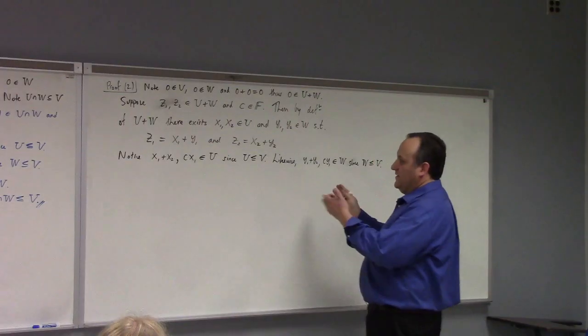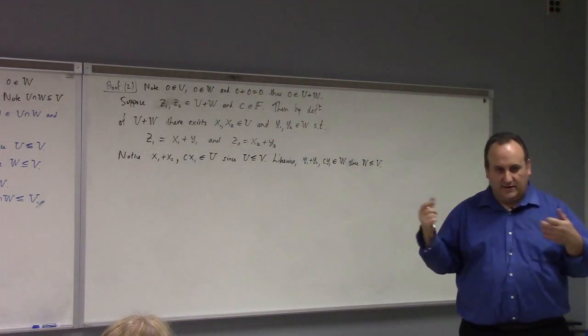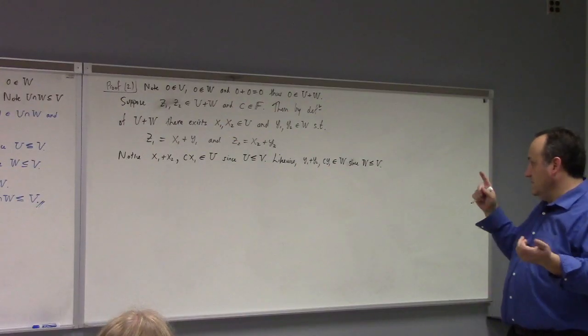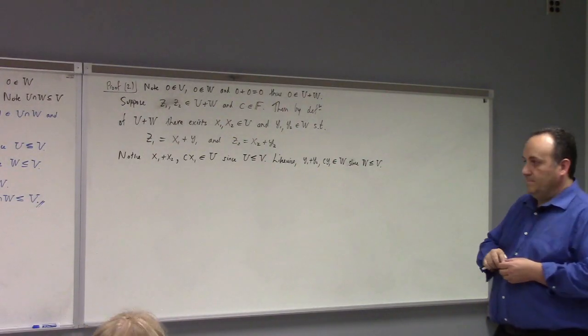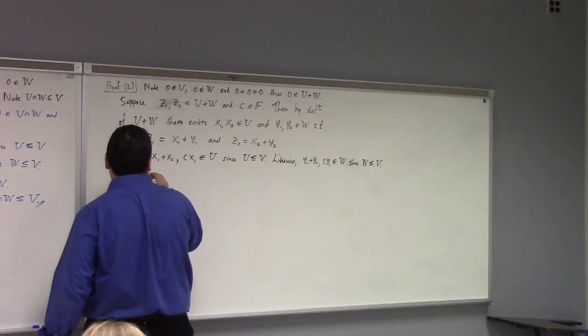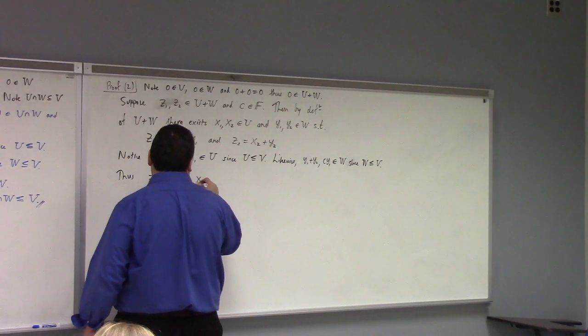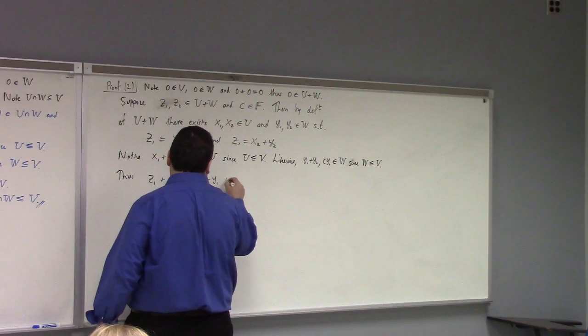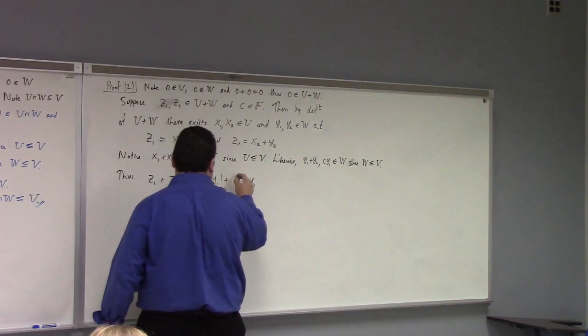I know that the addition of the X's and the addition of the Y's are again respectively in U and W because we're assuming they're subspaces, right? Then what? Well, if we look at Z1 plus Z2, what do we got? This is X1 plus Y1 plus X2 plus Y2, right?